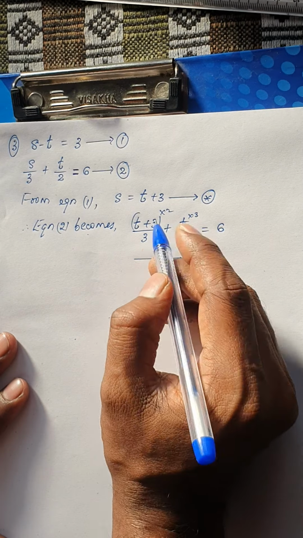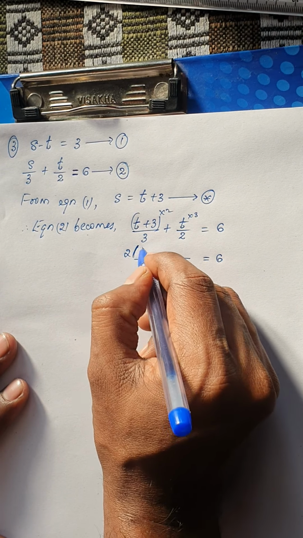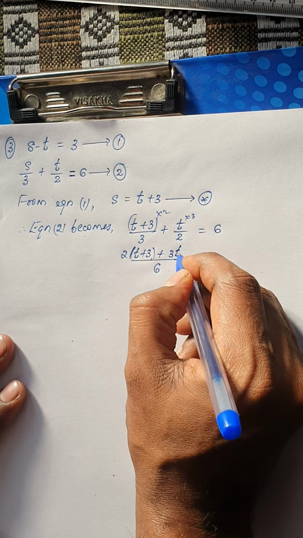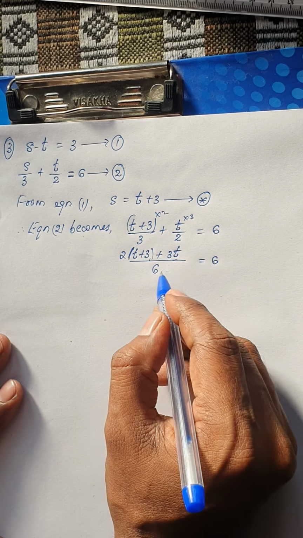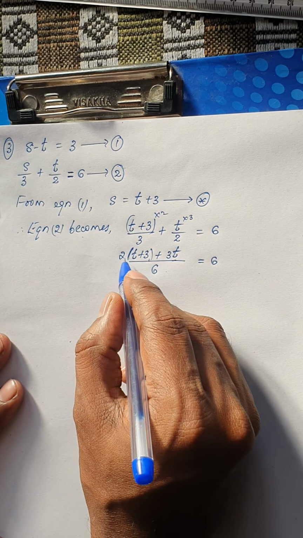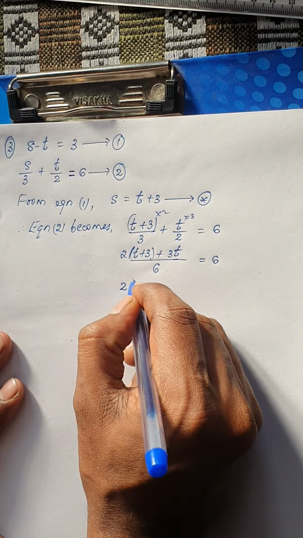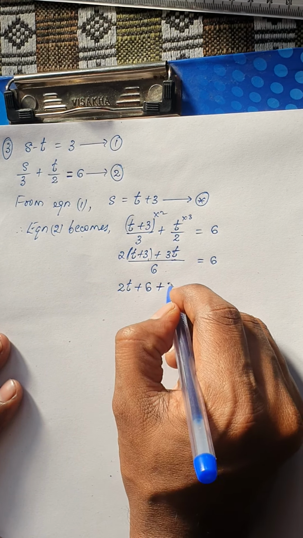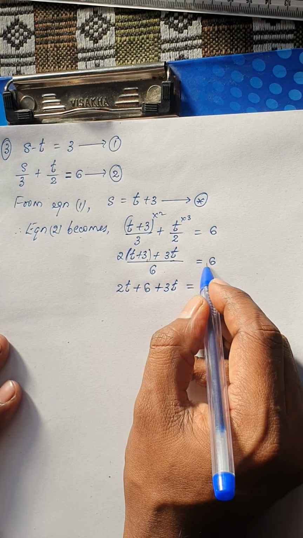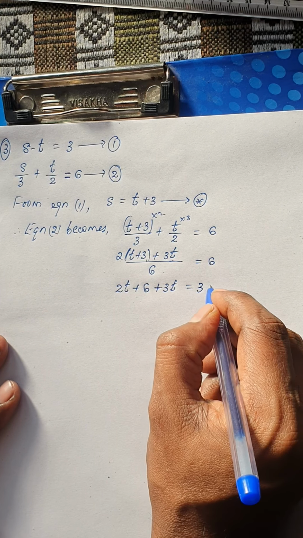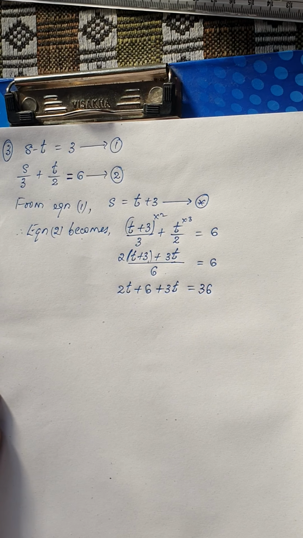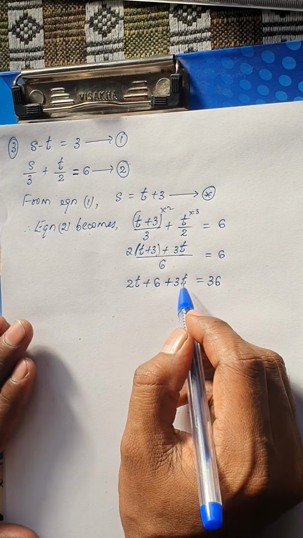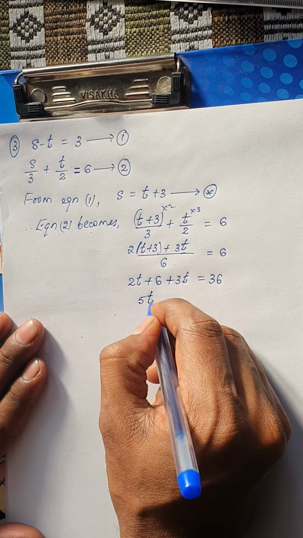Now multiply 2 to this. So it is 2 times (t plus 3) plus 3 times t is equal to 6 into 6. Okay, cross multiply and remove the bracket now. 2 into t will give me 2t plus 2 into 3 is 6 plus 3t as it is, is nothing but 6 into 6. 6 into 6 is 36. Is it fine? Kirtana, are you following this? Okay. Now 2t plus 3t will be 5t.